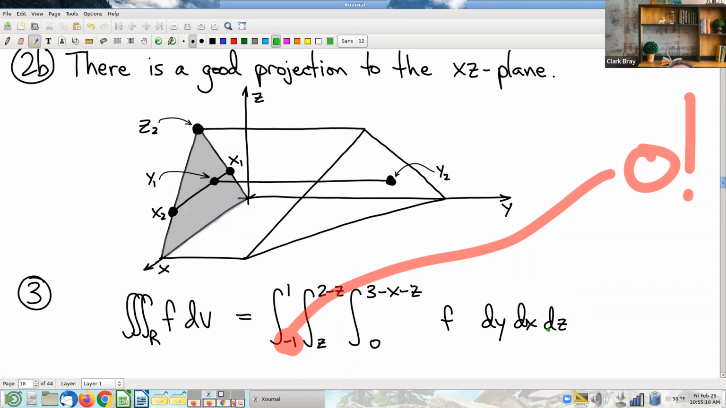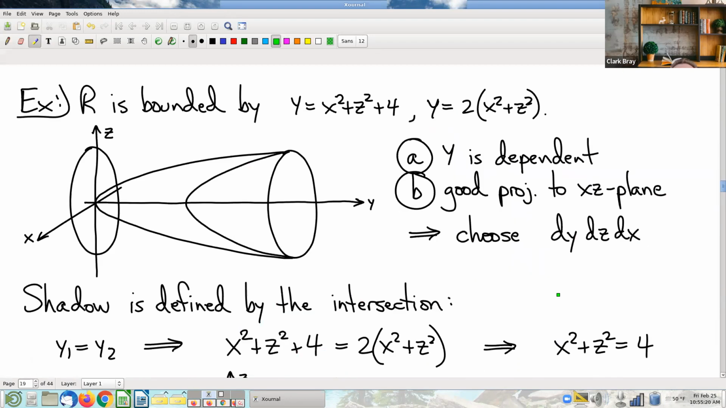All righty. Okay. So last example. I'm going to make a noble effort to draw a cross section on this thing, and it is not going to look good. Okay. Well.